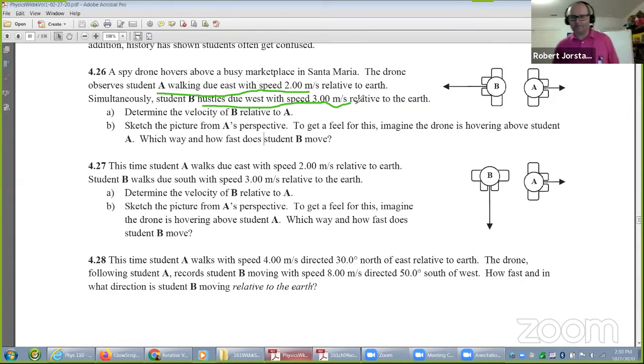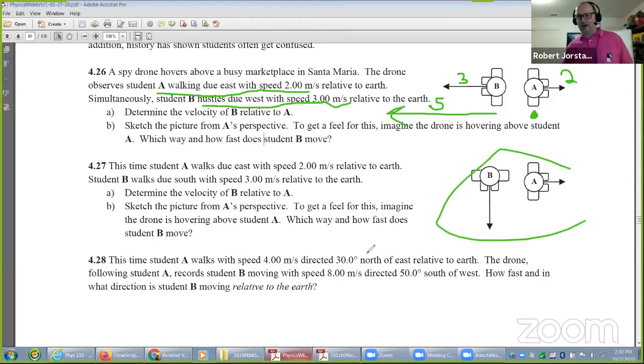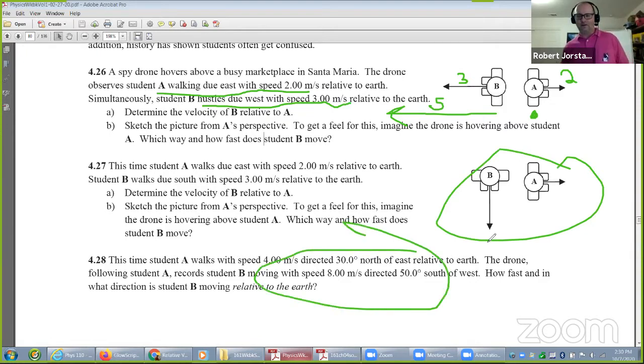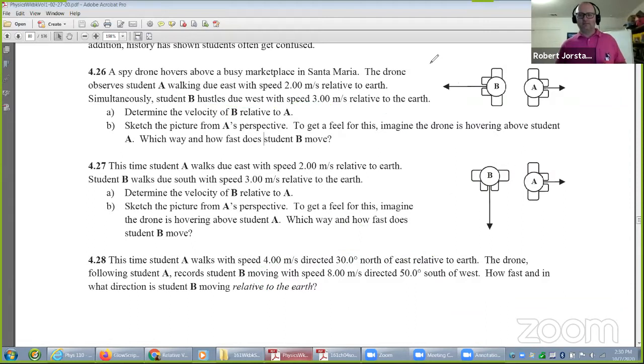So the idea here is, if this one's going this way at 2 and this one's going that way at 3, if I put A here sitting still, the answer should be this one moving that way at 5. Hopefully that makes sense, right? Basically, they should be separating faster than 2 or 3. Where it's going to get tricky is when things are moving at right angles or in goofy east, west, south directions. So just be patient. Let's learn the notation.